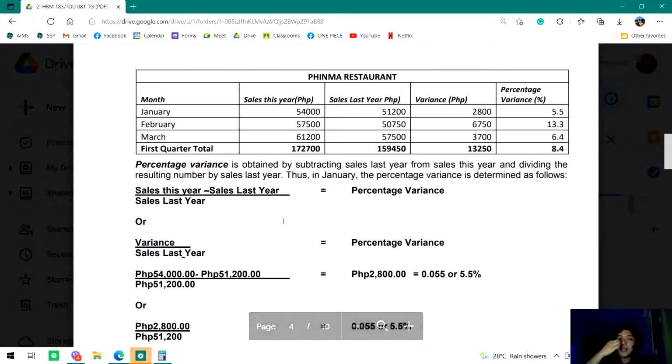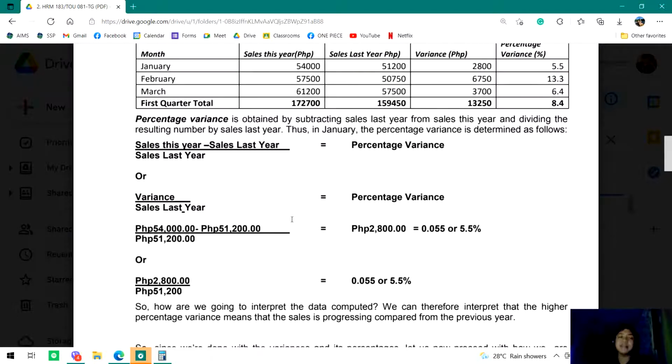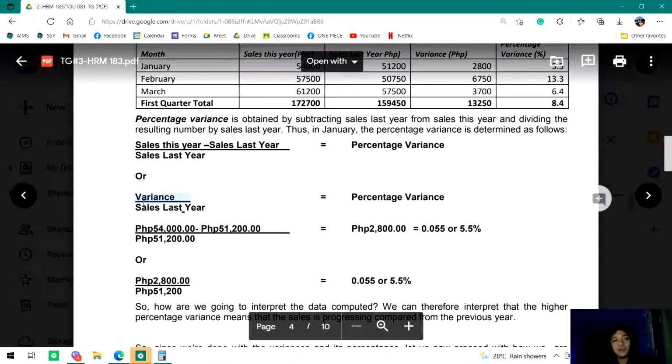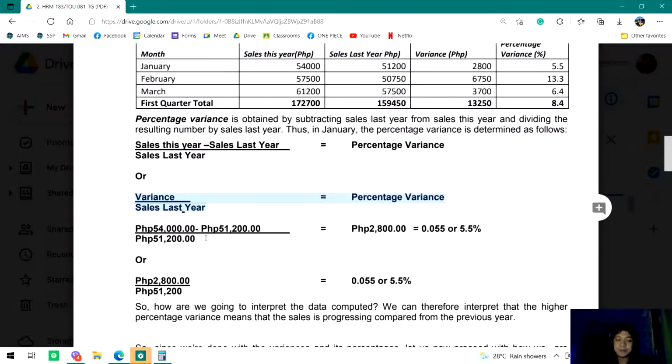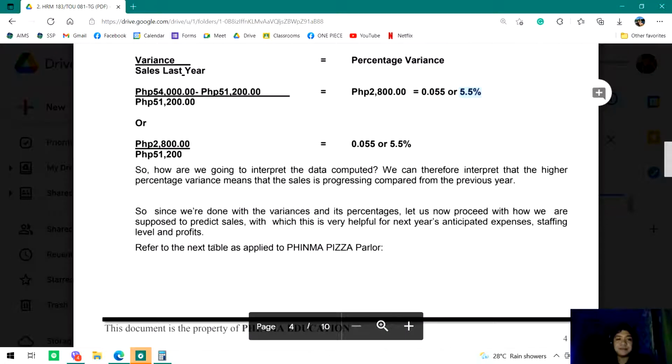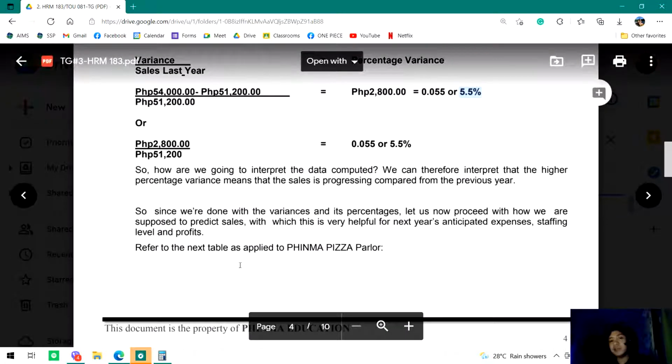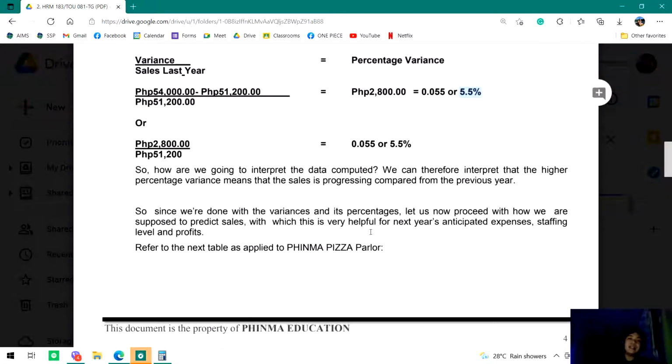Next formula is the percentage variance, which is variance over sales last year. You just have to multiply by 100 to get the percentage. So since we're done with the variances and its percentage, let us now proceed with how we are supposed to predict sales or how we are supposed to forecast.